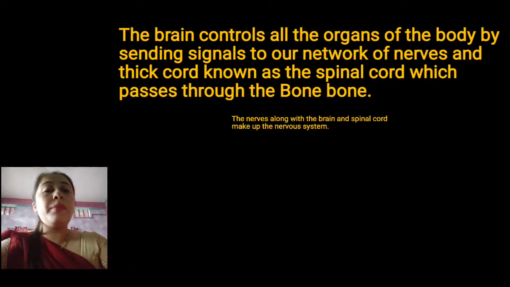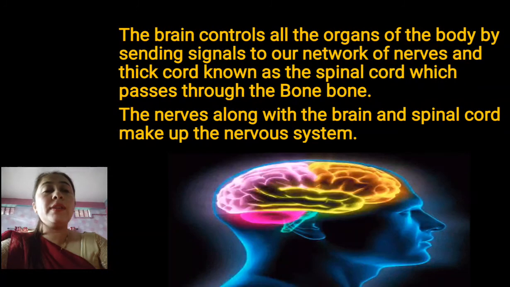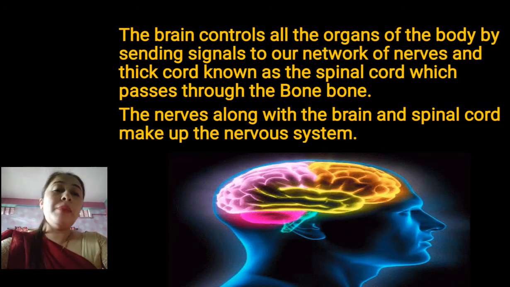So the brain controls all the organs of the body by sending signals to our network of nerves and a thick cord known as spinal cord, which passes through the bone. The nerves along with the brain and the spinal cord make up the nervous system. So children, the brain controls all the organs of our body.